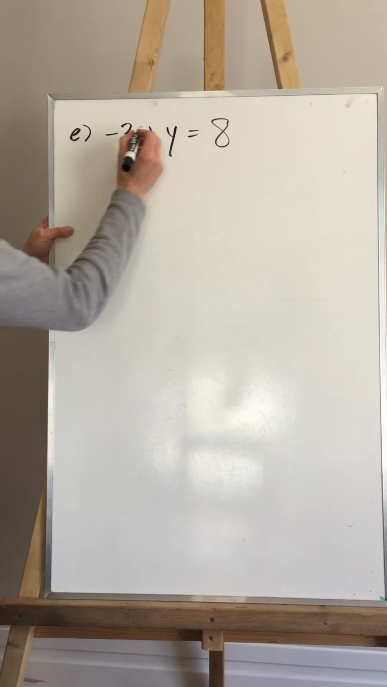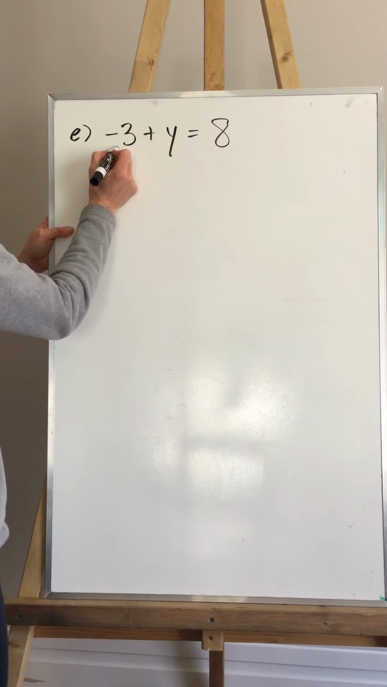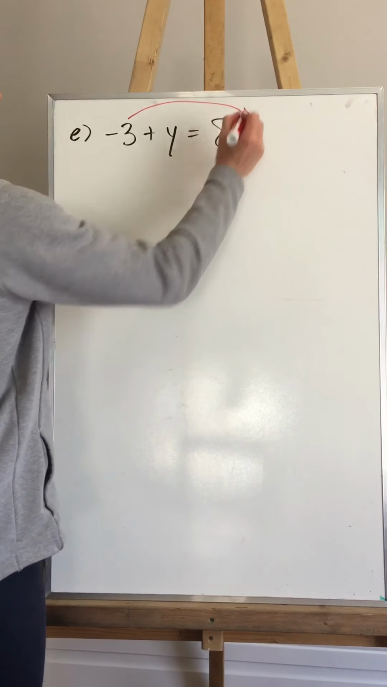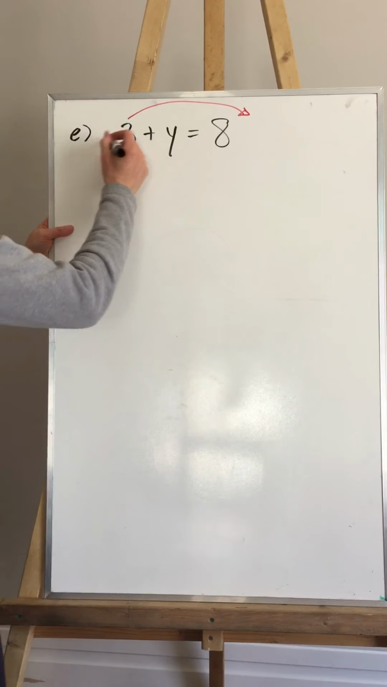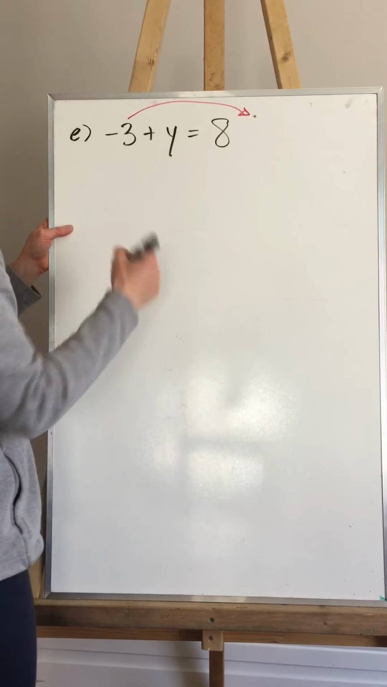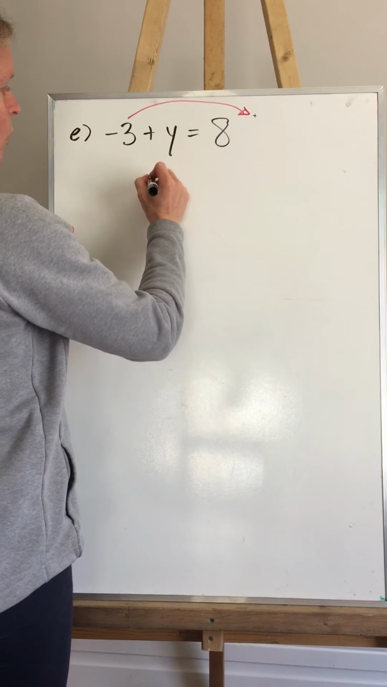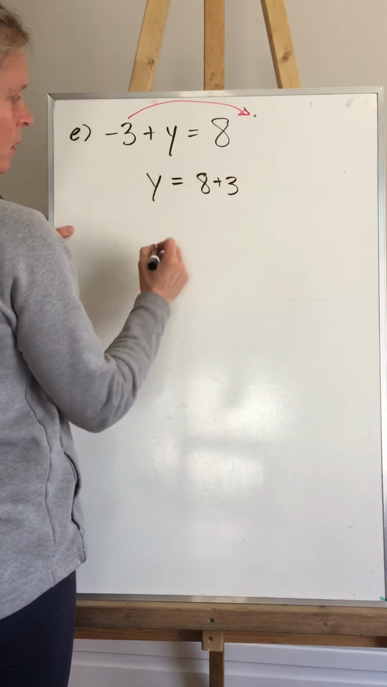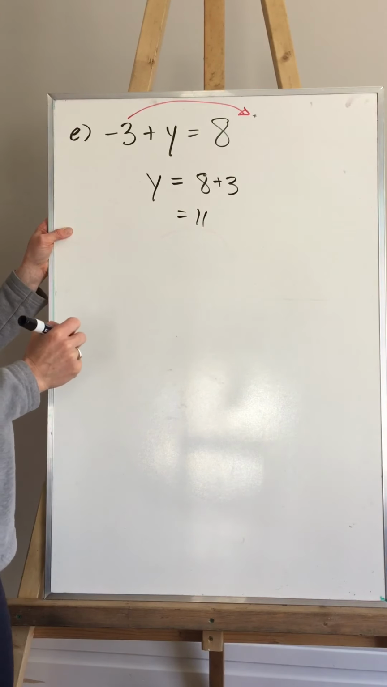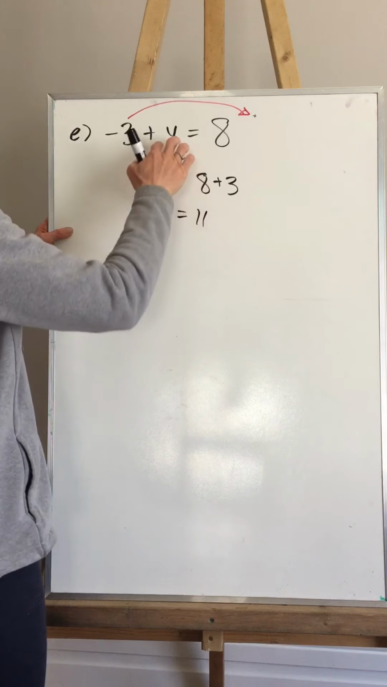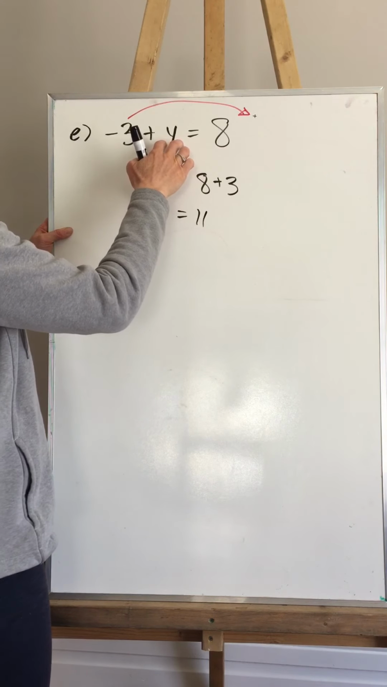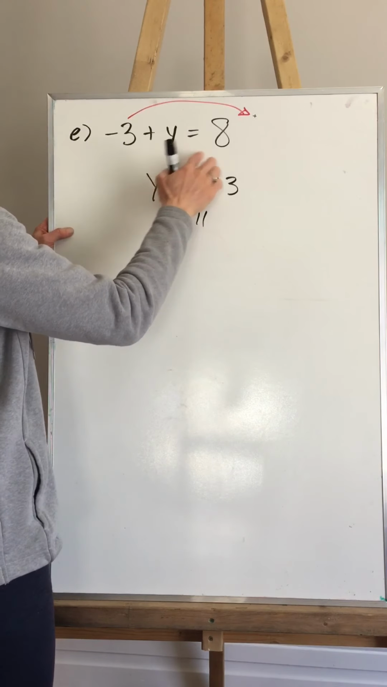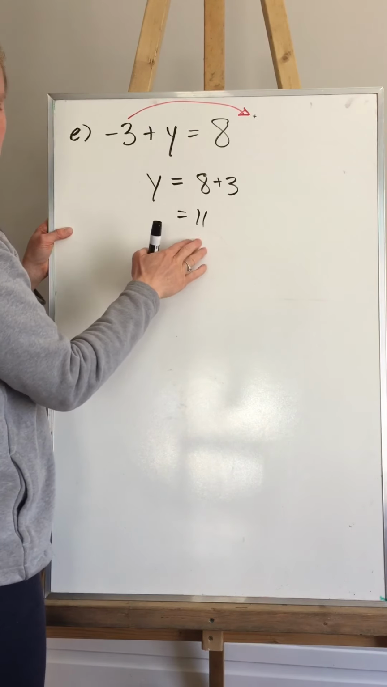Okay, so this is kind of the situation where you have a negative on this side, and the negative 3 is going to move over to the other side. So if it's negative on this side, it's going to turn to positive on the other side when you use the reverse operations. So y is going to be equal to 8 plus 3, y equals 11. Okay, again, if you took 11 and you substituted it back in for y, you'd have negative 3 plus 11, which is 8. So 8 equals 8, and that's true. So then I know that I did that question correct.